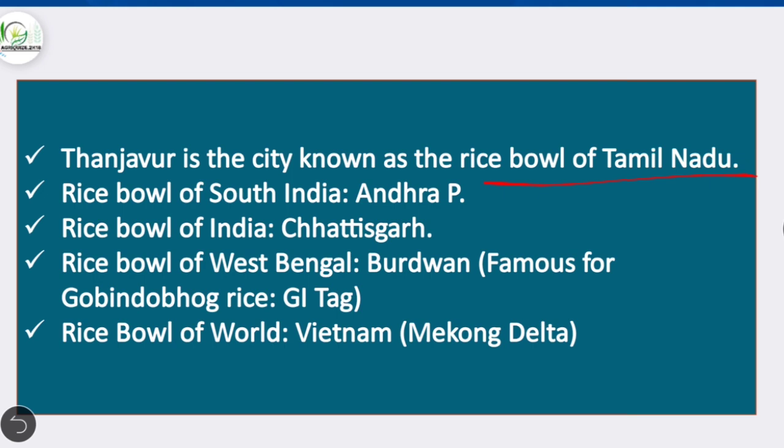Here are some other facts. Rice bowl of South India is Andhra Pradesh. Rice bowl of India is Chhattisgarh. Rice bowl of West Bengal is Burdwan, which has received the GI tag for Govindabhog rice. And rice bowl of the world is the Mekong Delta of Vietnam.